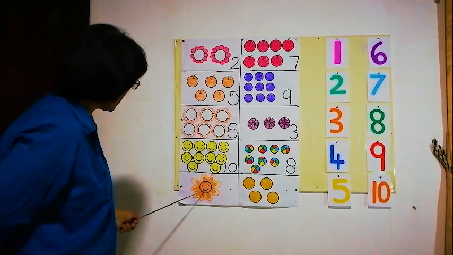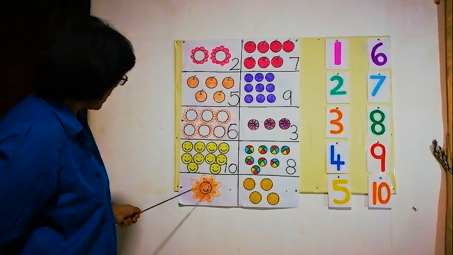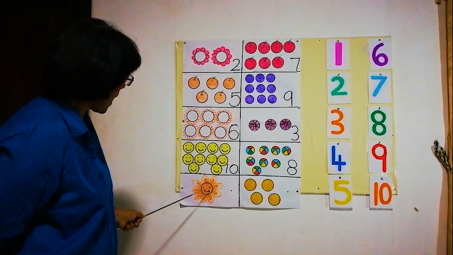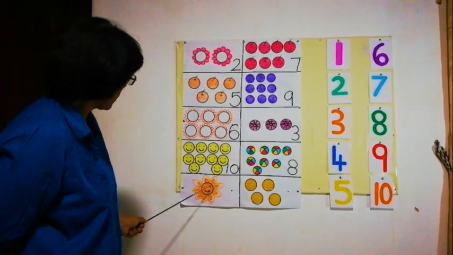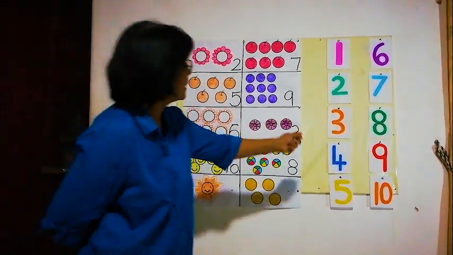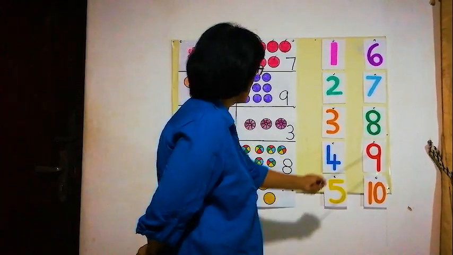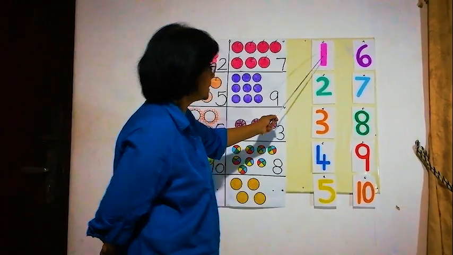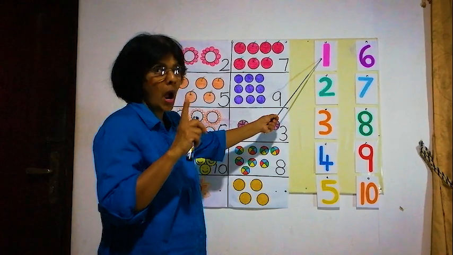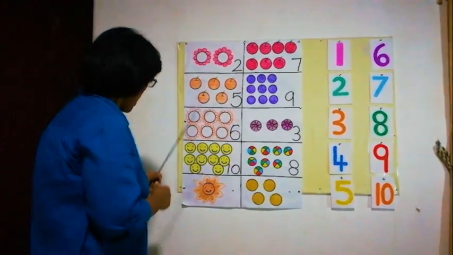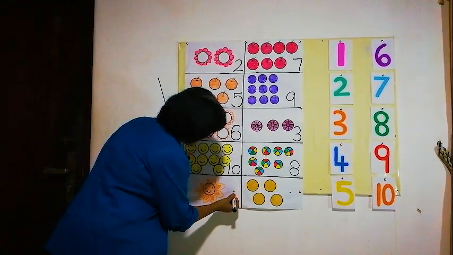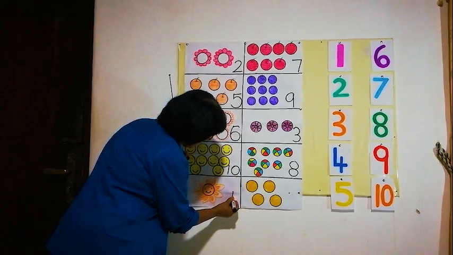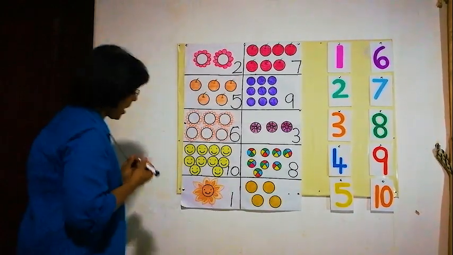Now here, sun. How many suns here? 1 sun. Where's number 1? Very easy to find number 1. Everybody knows this number 1. 1 sun. We'll write here 1.